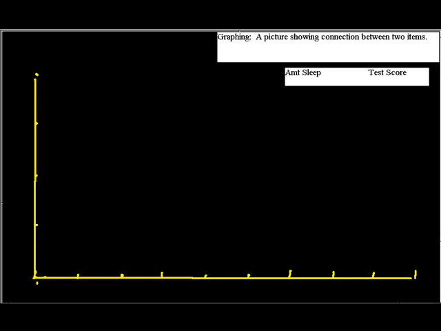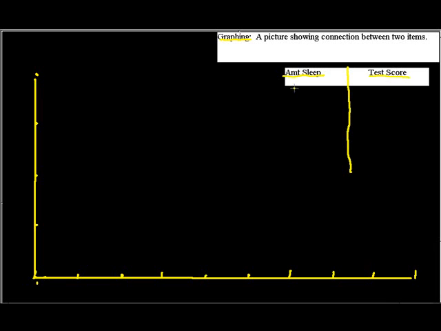Okay, let's begin the topic of graphing. What graphing is all about is you're making a picture. And the picture is trying to find out if there's a connection or a link between two items. In this particular example, I'm going to explore whether there's a link between the amount of sleep that a person gets and the test score that they receive. And so we build a simple data table.